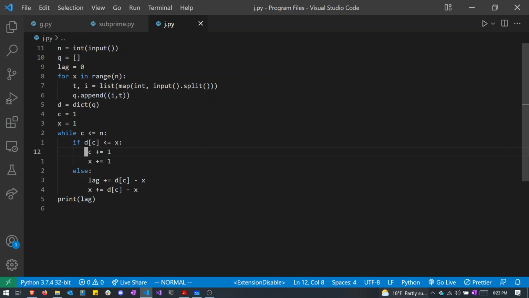In that case, you increment both what your next packet is and what the current time is, just by 1. But if it's not there yet, then you gotta figure out the difference in time, which is how long you gotta wait. You add that to your total lag time, and then also to your seconds. Then it'll just jump forward to the next packet, and then you're done. That's all it has to do.